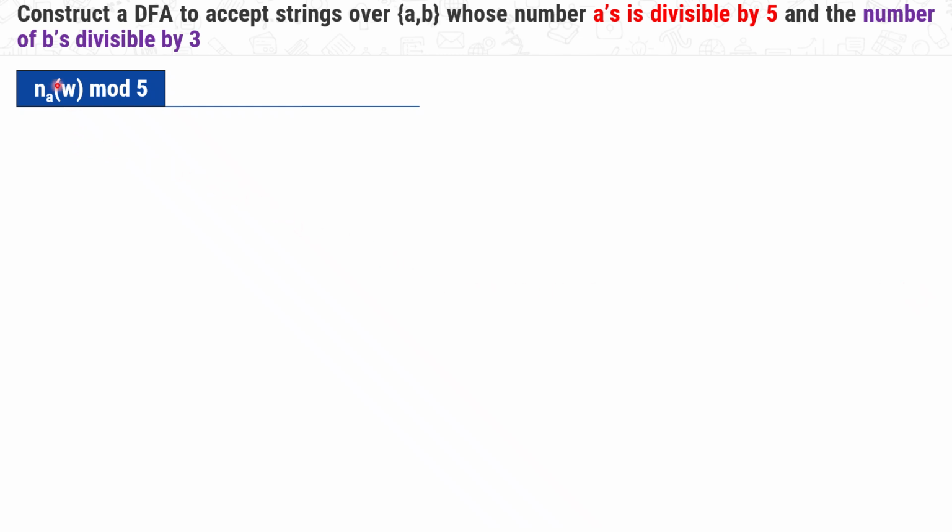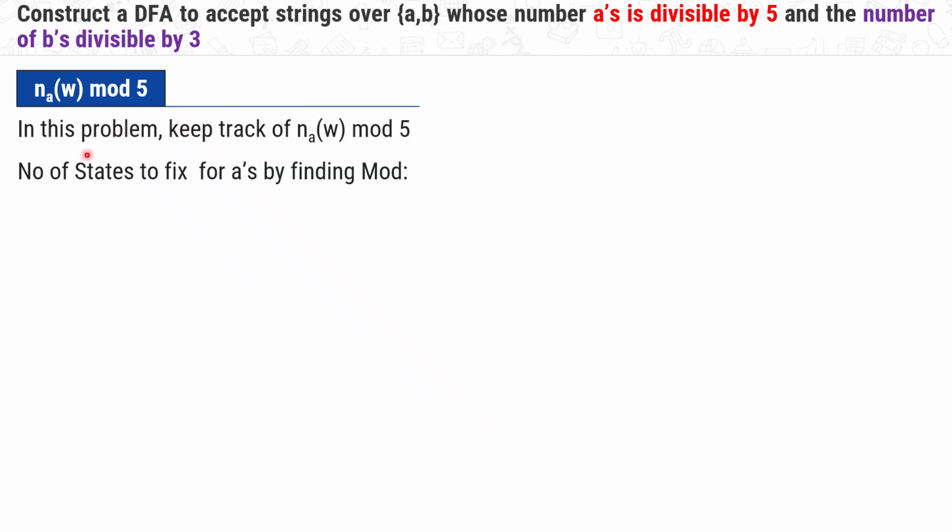So we have to analyze the problem. For the first condition you have to keep track of a mod 5. That means you keep track of the number of A's. To solve this, first let's track the count of A's. We'll use modulo 5 because we want divisibility by 5. So the states will be based on remainders. Let us find the remainders for A.